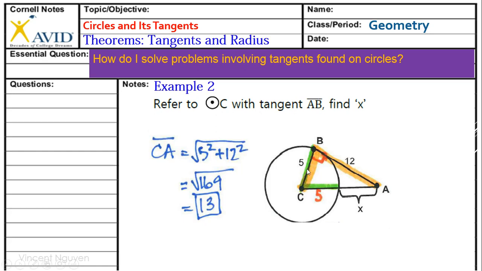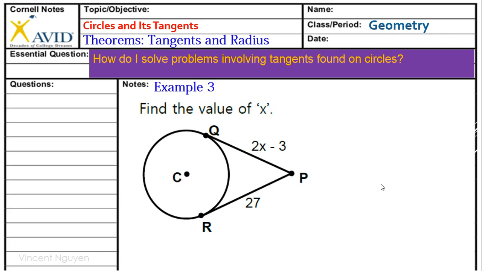If C is the center, then the distance from C to B and the distance from C to this edge is equal, right? Because they're both radii. So if the whole thing is 13 and this radius is 5, that means the external piece must be 8. Okay.